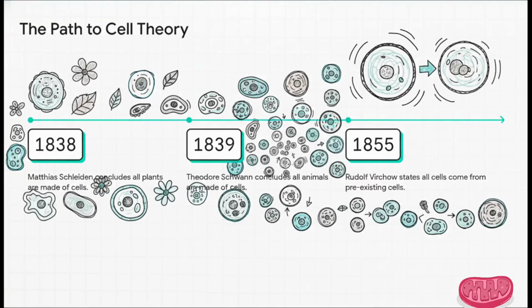You had Matthias Schleiden, a botanist, who's looking at plant after plant and seeing the same thing, cells. Then just a year later, a zoologist, Theodor Schwann, does the same for animals. He's like, wait a minute, it's cells all the way down here too. They figured out cells were universal. But the final crucial piece of the puzzle came from Rudolf Virchow, who declared that all cells have to come from, well, other cells.